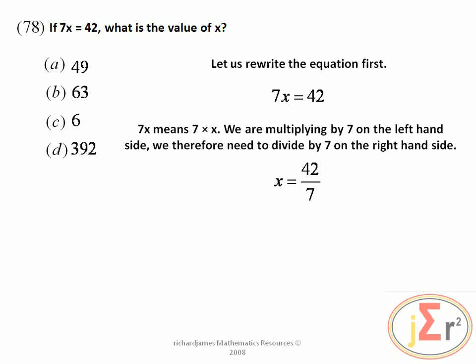What is 42 divided by 7 now, Jerry? You need to tell us the result of that. 6. So 42 divided by 7 is equal to 6. So x is equal to 6. The answer is option C.